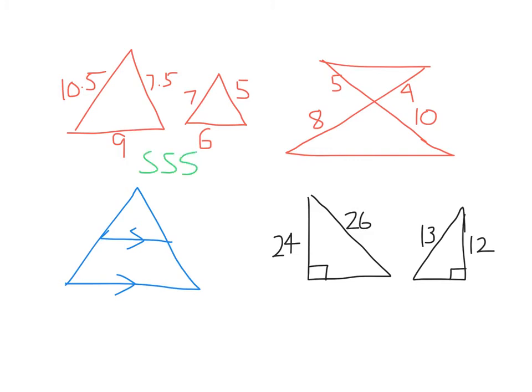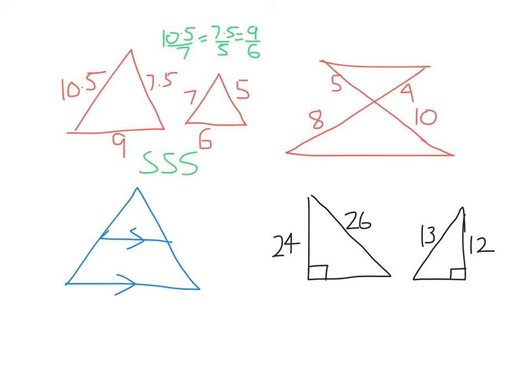It means all 3 sides are in proportion. So these 2 triangles are similar by the SSS test because 10.5 over 7 is equal to 7.5 over 5, which is equal to 9 over 6. All of these 3 fractions are equal to 1.5. So the sides are in proportion. We don't need to check their angles.